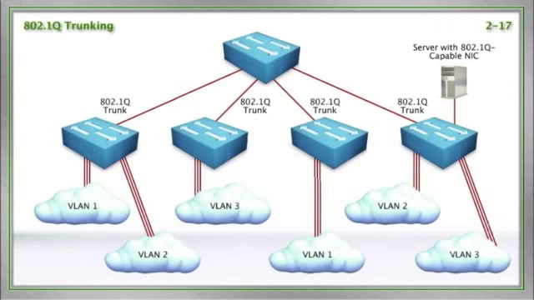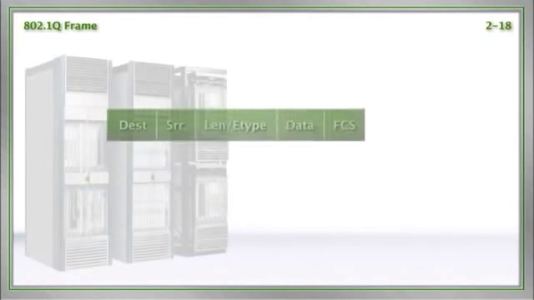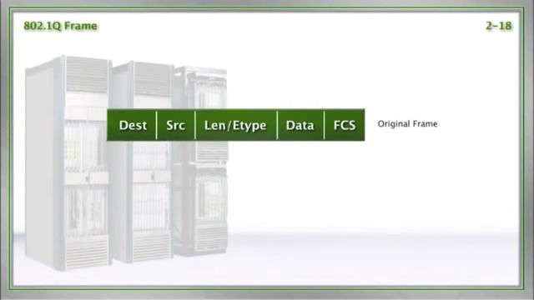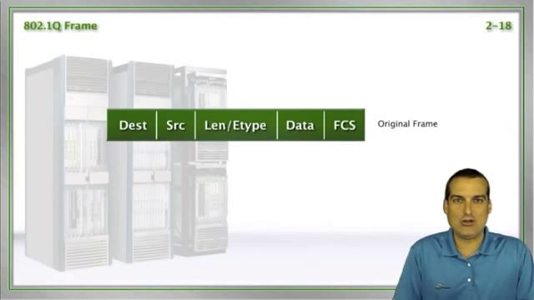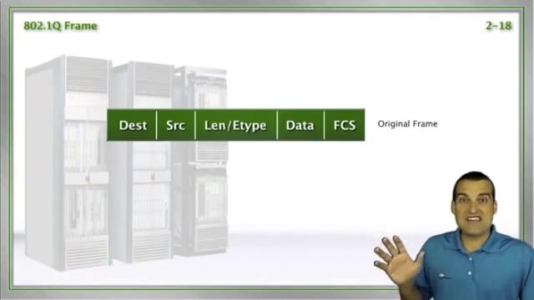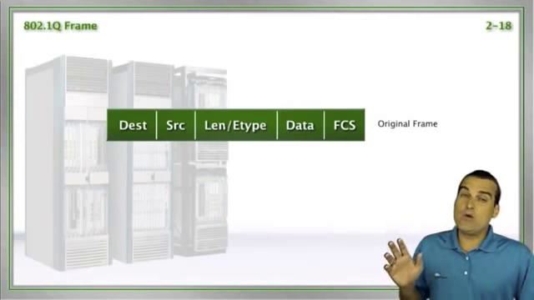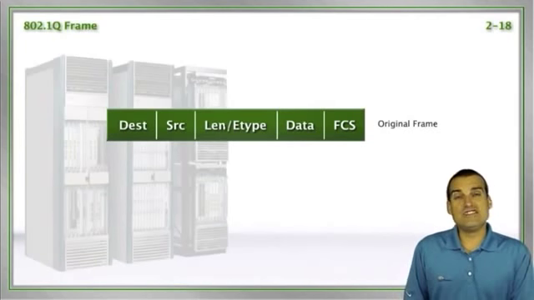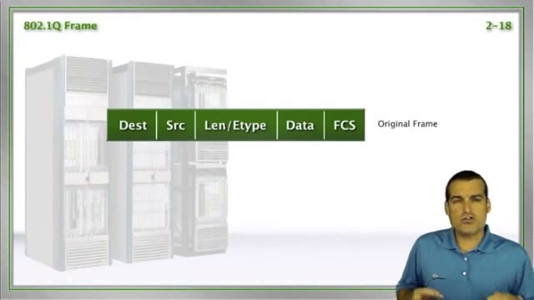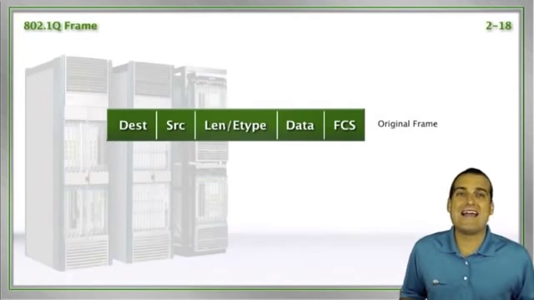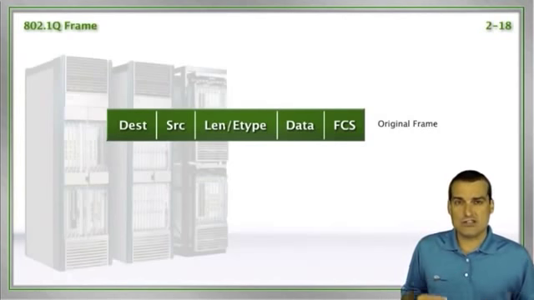The way in which the world is settling on how to trunk in Ethernet now is with the standards-based technology called 802.1q. That's right, 802.1q. This is really the standard way to do it now. And it wasn't always that way. You see, Cisco originally invented their own trunking protocol called ISL, Inter-Switch Link.